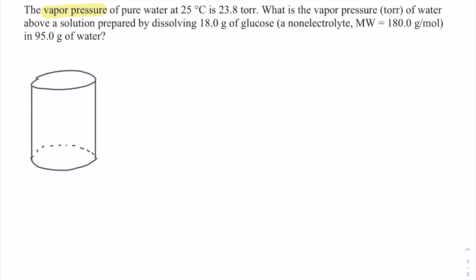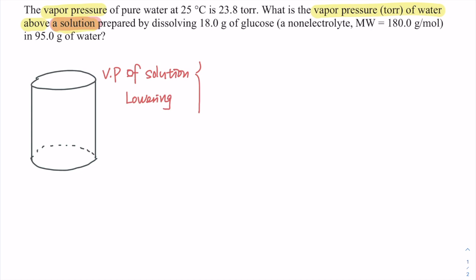You will have to see whether this is about a solution or just a pure liquid. The question is asking what's the vapor pressure of water above a solution. I see the keyword solution, so this is about a solution, and we should know about the vapor pressure of a solution. Before we even start, the vapor pressure of a solution is what we call lowering.